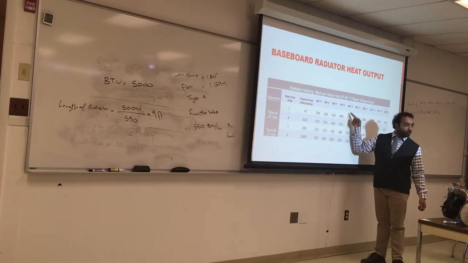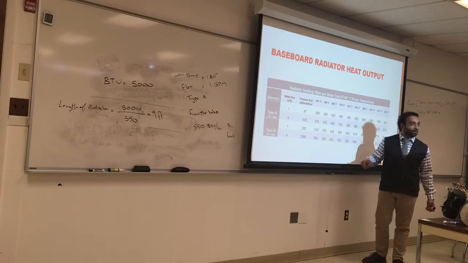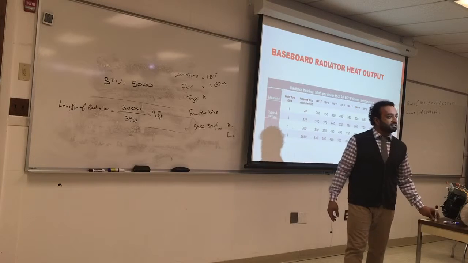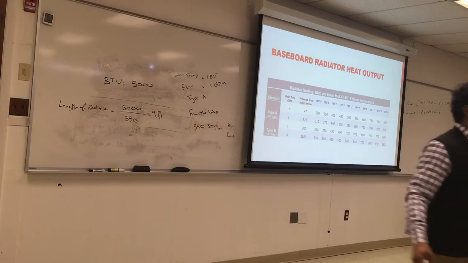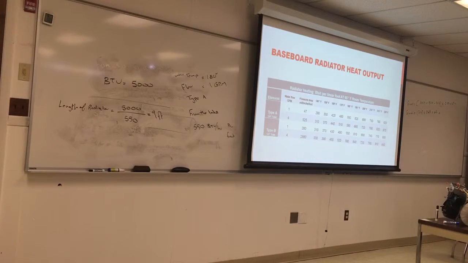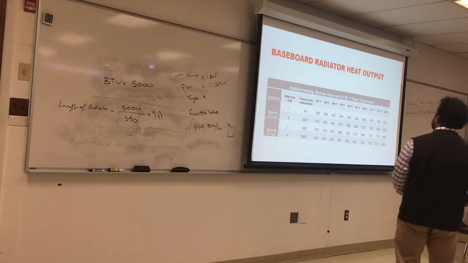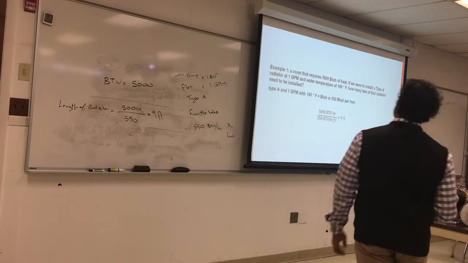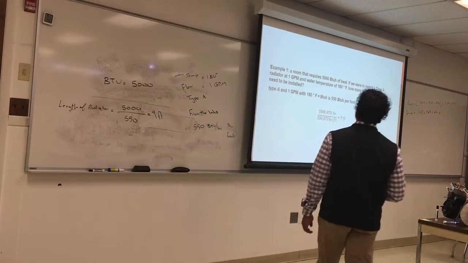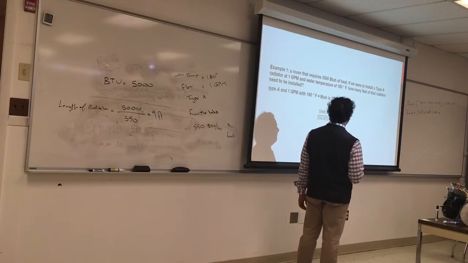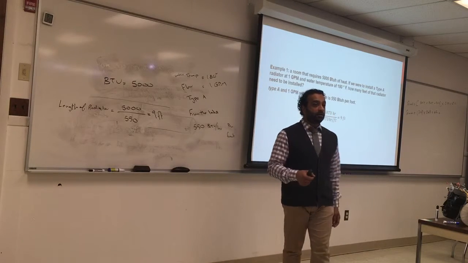But they don't want you to go lower or higher. Why? That will affect the efficiency. Lower will be really low heat loss, and higher will start having some noise. Instead of hearing the water flow, and you don't want that. The water starts to cavitate and make some bubbles. We'll do a few more examples. So type A, 1 GPM, 180 is 550 BTU per foot.